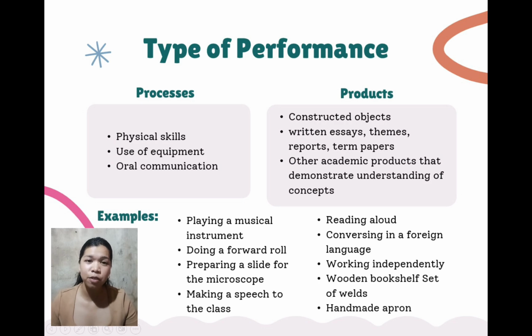Example of processes is physical skills. Examples of physical skills are running and jumping, dancing, riding a bicycle, and swimming. Second, use of equipment. For example, using dumbbells for strength training, dribbling a basketball, swinging a tennis racket. And the third is oral communication.